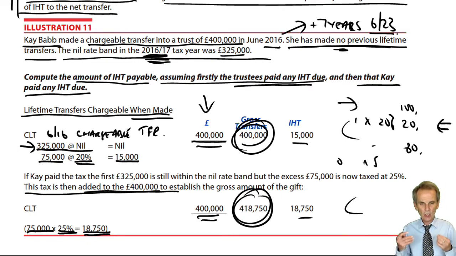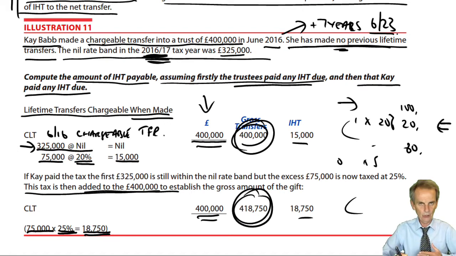So again, this cumulative donor-based tax principle comes into play. We cannot look at individual PETs in isolation. We cannot look at individual CLTs in isolation. With CLTs, as you go through lifetime, you make a CLT. If it is the first CLT, as this is, then that's fine. You've got all of the then available nil rate band.